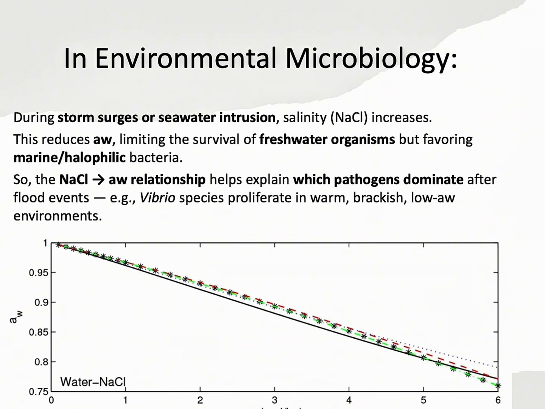Now, the relationship between sodium chloride and water activity helps to explain which pathogen dominates after flood events. When we have a coastal flood, a lot of salt water enters the environment. It pretty much makes brackish water, because the salt water from the ocean or sea will be mixed with the rainwater or flood. So we have brackish water. Vibrio species proliferate in a warm, brackish, and low water activity environment. This is one of the predominant examples we can talk about.